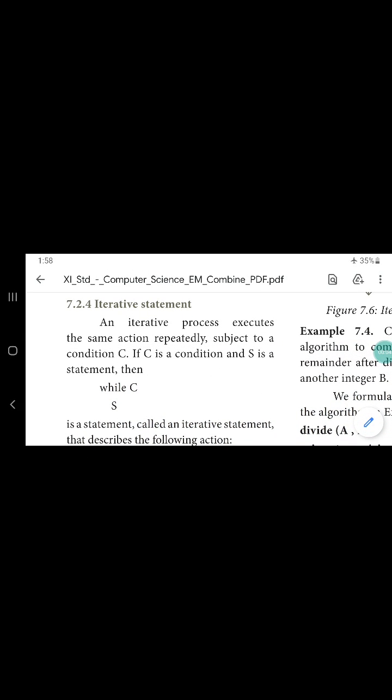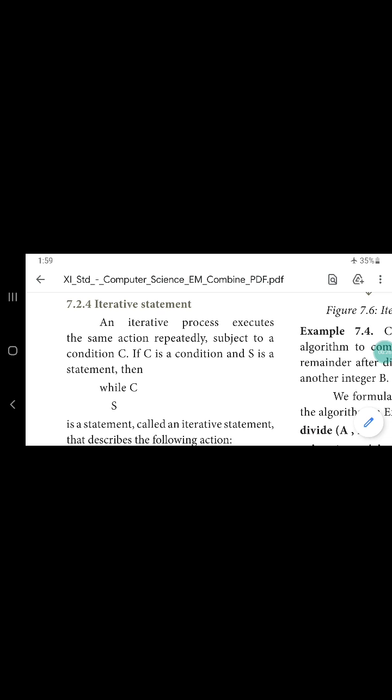Welcome students. Yesterday's class we discussed the control statements. The control flow statements are of three categories: sequential, alternative, and iterative. Sequential and alternative we discussed in the last class itself. Today we are going to discuss the iterative statement.